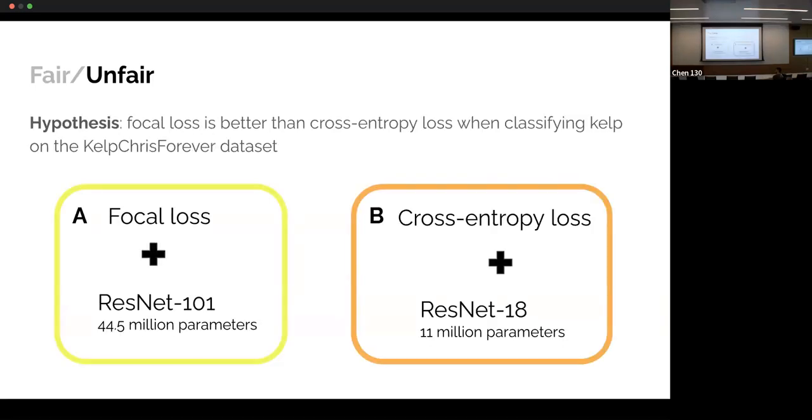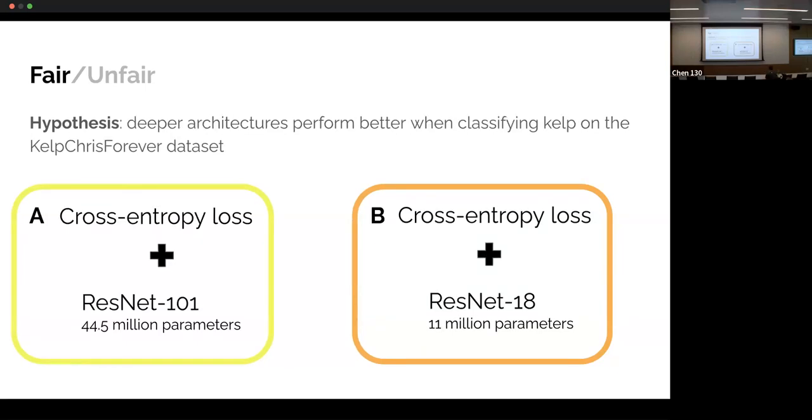So let's take an example. If my hypothesis is that focal loss is better than cross-entropy loss for classifying kelp on the Kelp Forever dataset, and I'm comparing a focal loss with a ResNet-101 backbone, which has 45 million parameters, and a cross-entropy loss with ResNet-18, which has 11 million parameters, this is sort of unfair, because I gave method A an unfair advantage because I gave it a backbone with a lot more parameters. And if my data set is big, it's going to have better expressive power. So I can fix this by just stabilizing the backbone and changing the loss.